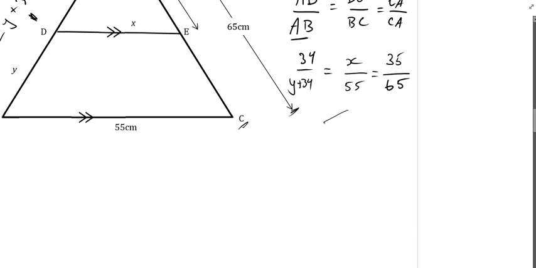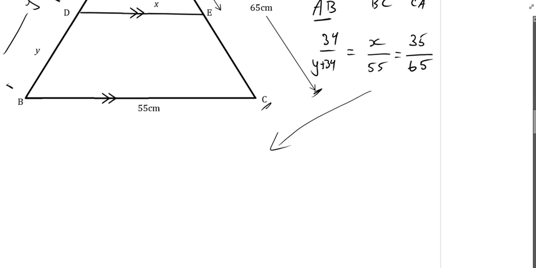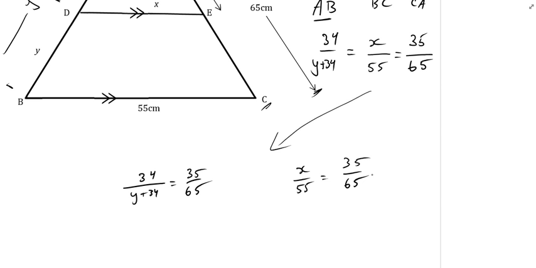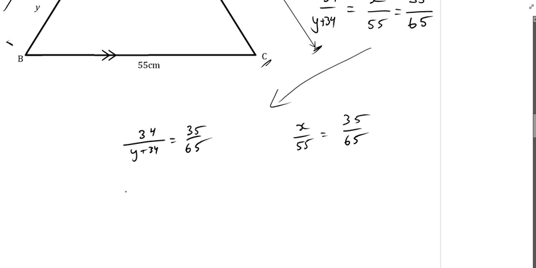So now we're going to do the same thing. I'm going to take this down here, and I'm going to set up two proportions. One of them is 34 over y plus 34 equals 35 over 65. And the other one is x over 55 equals 35 over 65. The one on the right is pretty easy. How am I going to solve the one on the left? Brianna? Flip? Okay, let's do that.